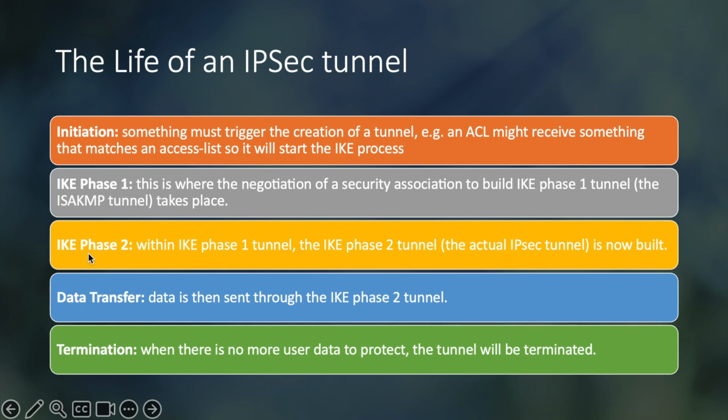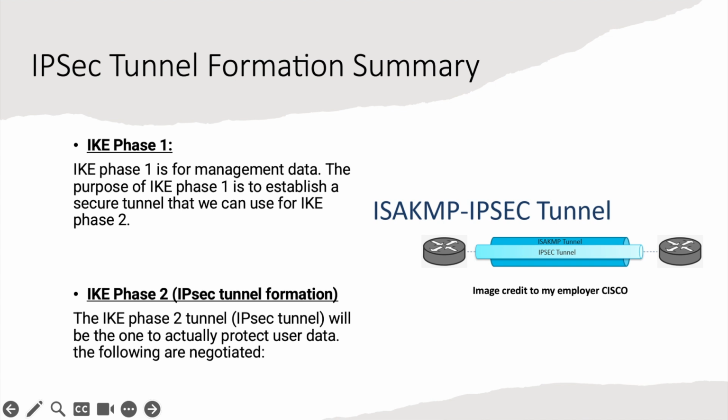And then, once IKE Phase 2 is complete, your data can now be sent through the IKE Phase 2 tunnel, and your data will be authenticated, have integrity, and optionally encryption if you've chosen a suitable method that offers encryption. And then termination, obviously, is when you strip down the tunnel. So let's have a look now at IPsec tunnel formation.